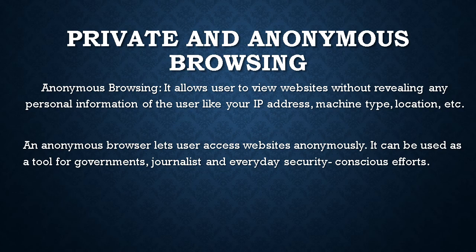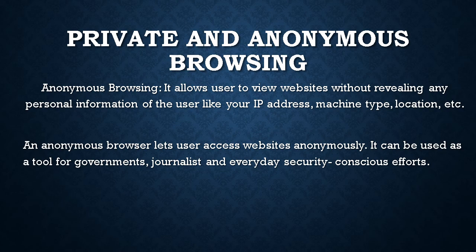Anonymous browsing. Now, anonymous browsing allows users to view websites without revealing any personal information of the users like your IP address, machine type, location, etc. So whenever you're browsing through Google Chrome or Opera Mini, and if you're using anonymous browsing, it will not reveal your personal information like your IP address, machine type, which mobile phone you're using, location, your address. This will not be revealed when you are browsing through anonymous browsing.